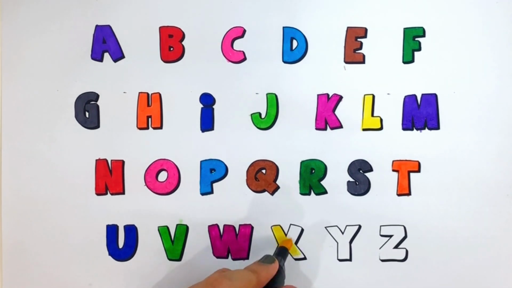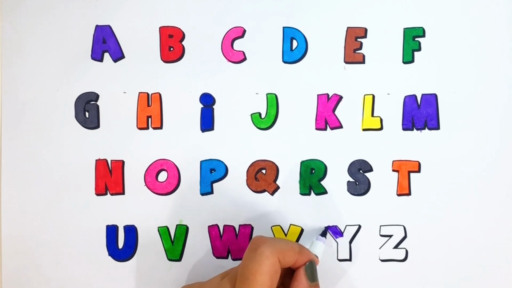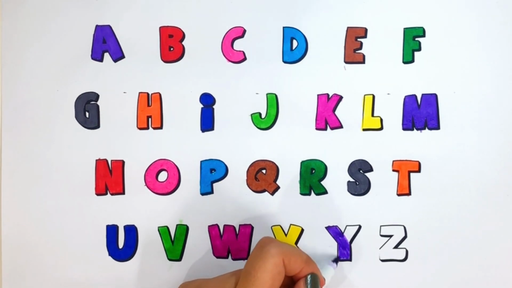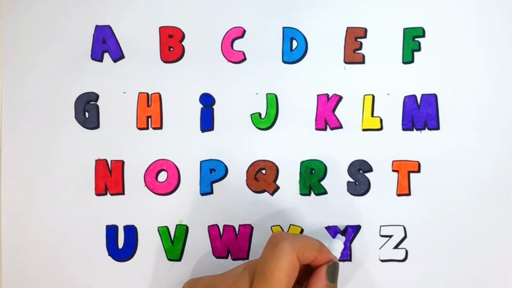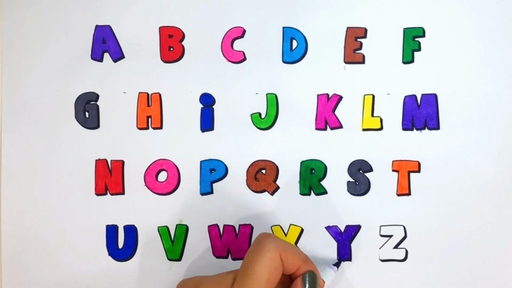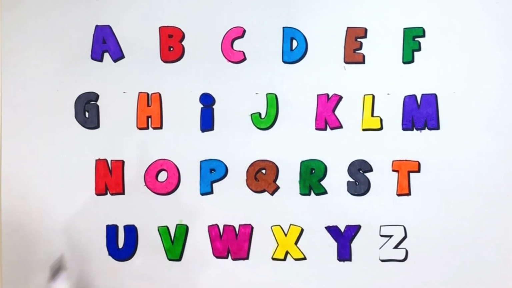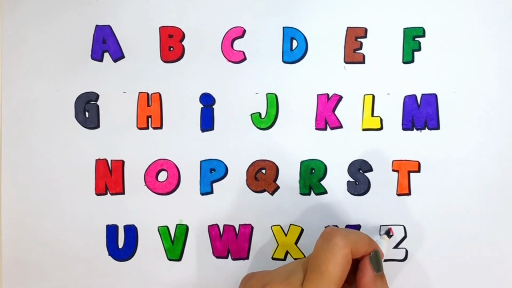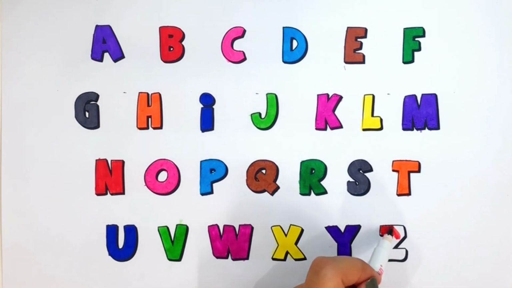X is for Ximania. Y is for yellow passion fruit. Z is for zucchini.